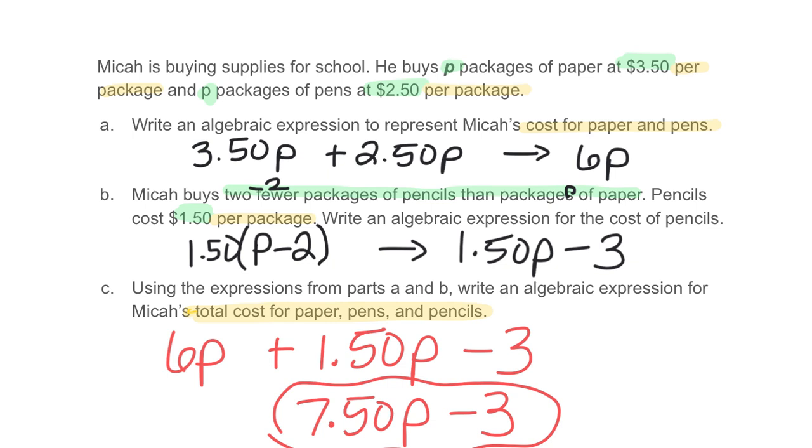All right, so take a look at yours and see if you got the same thing that I got. What I did is I just added the 6p with the 150p minus 3. And I simplified that into 750p minus 3.